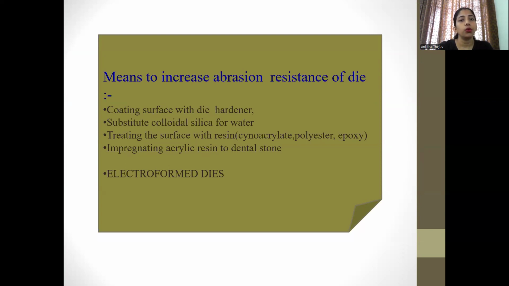Next, we move on to how we increase the abrasion resistance of a die. Though we are using a die with a greater strength, we can also increase the abrasion resistance of the die which we already have. There are 3 to 4 ways to increase the abrasion resistance.